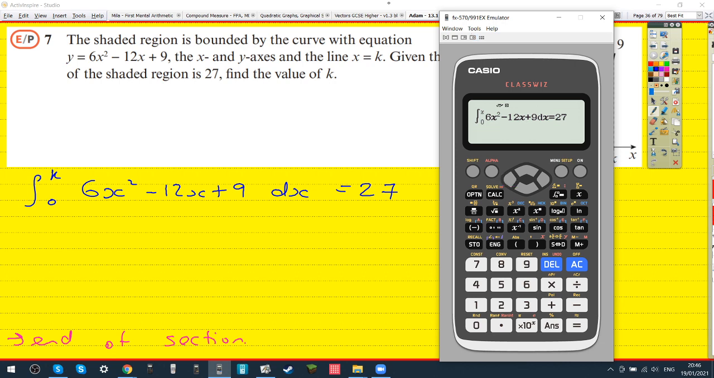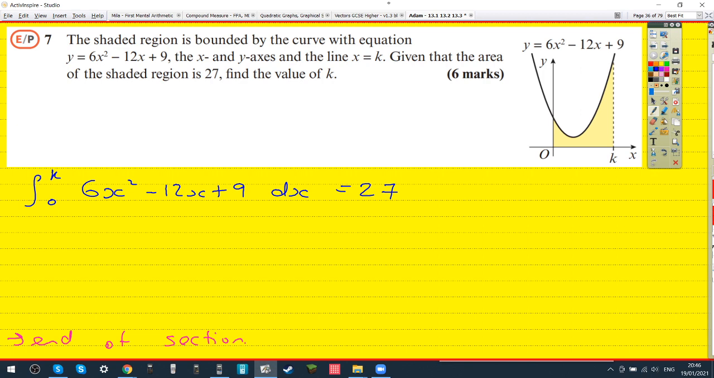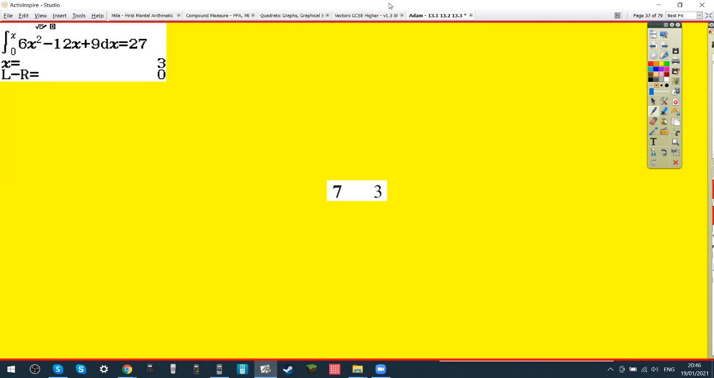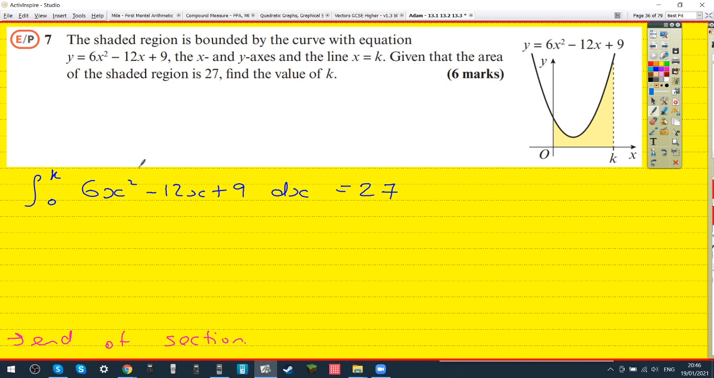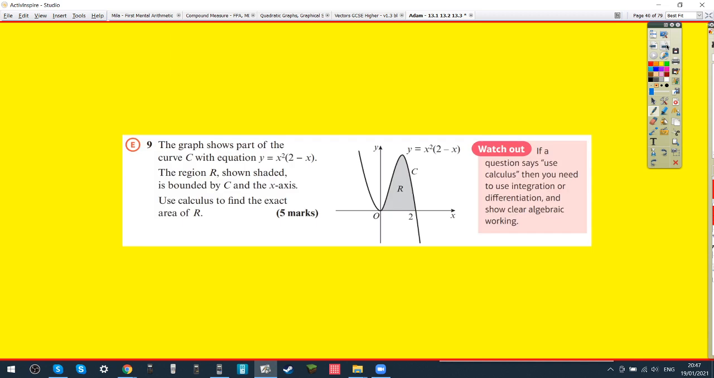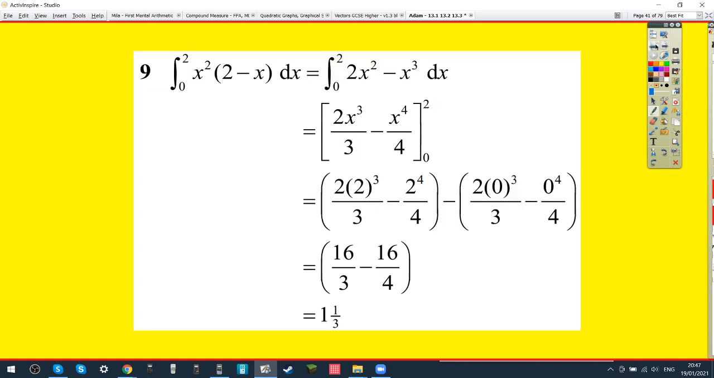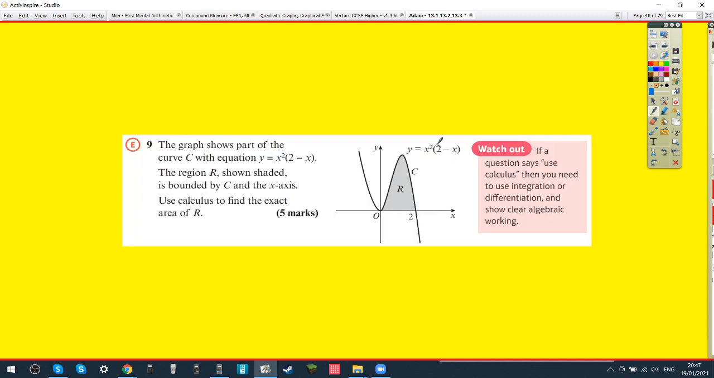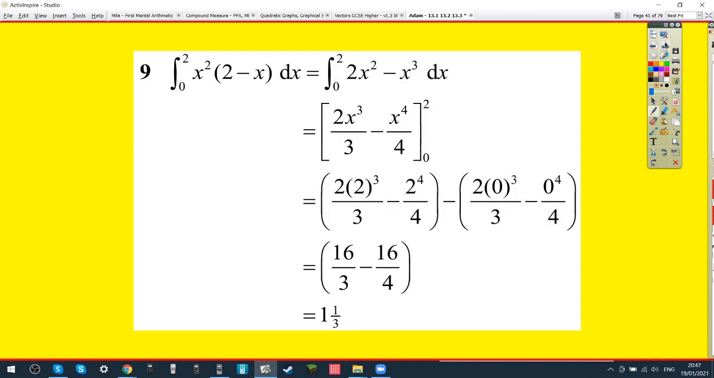I got x is 3. Yep, x is 3. And if you did that the long way and you got 2x cubed minus 6x squared plus 9x, you sub in k, then you sub in 0, you'll get a quadratic. One answer will be 0, the other will be 3. And the rest are very, very similar. The only difference is for this one you'd expand the brackets first, I think. And then, it's not difficult.